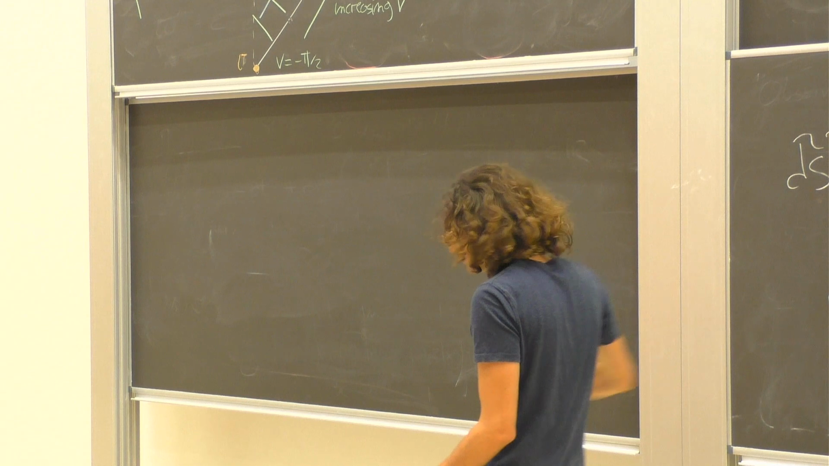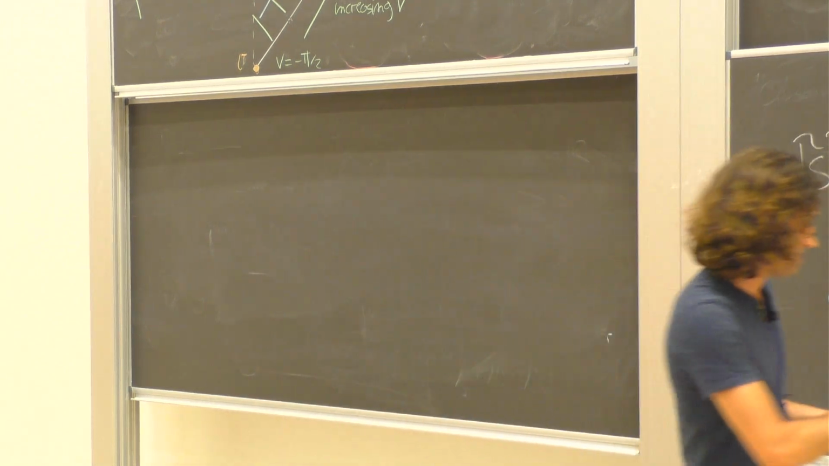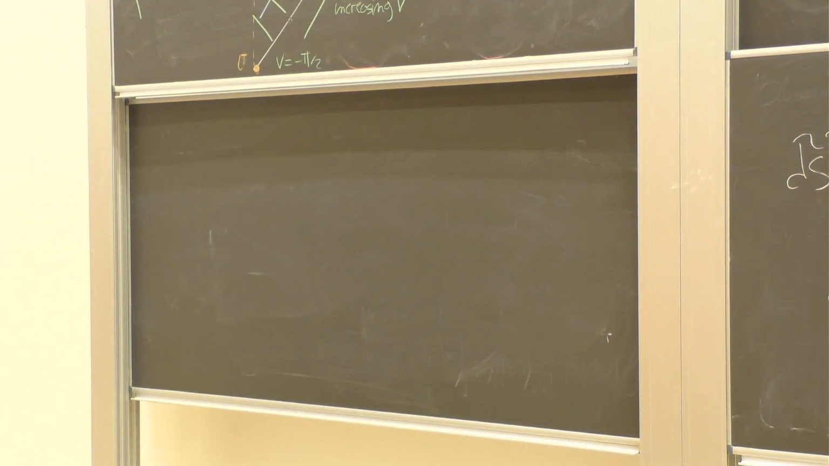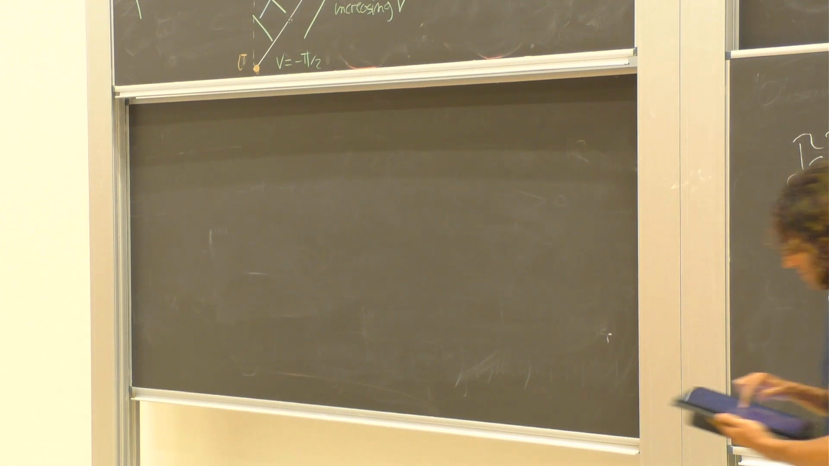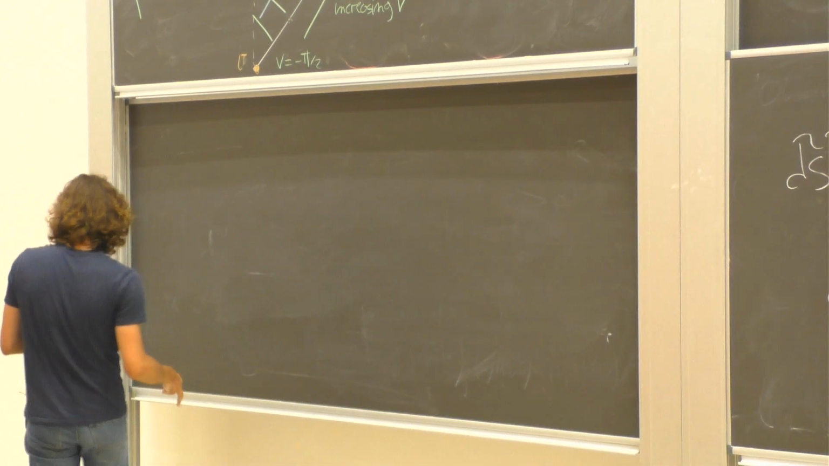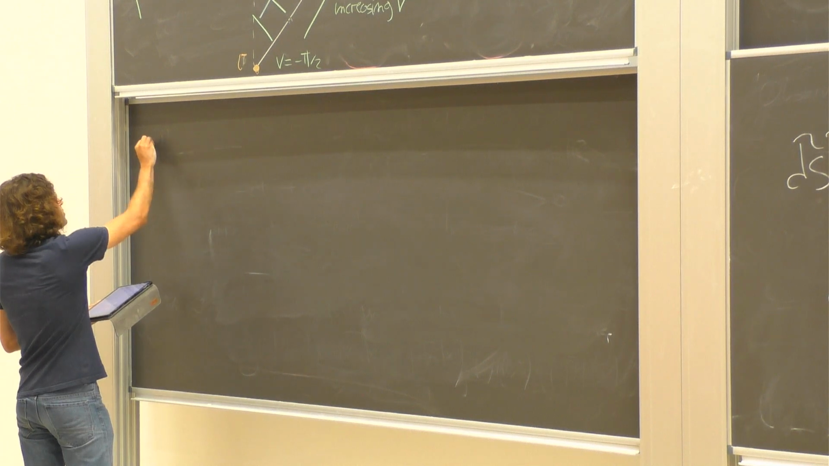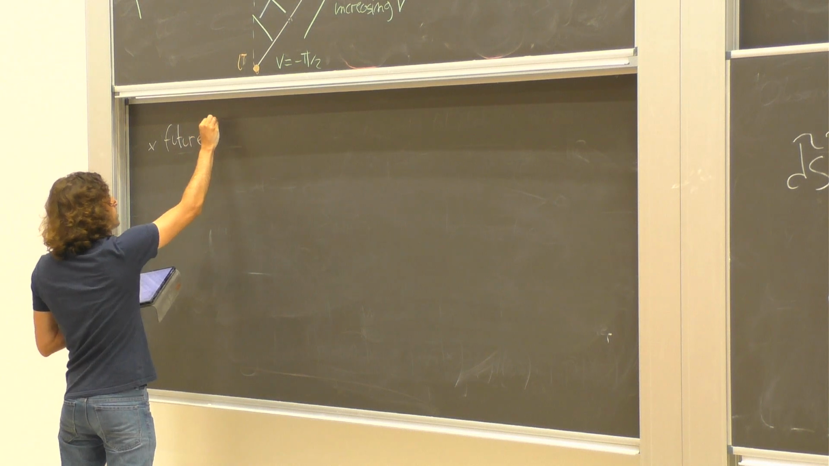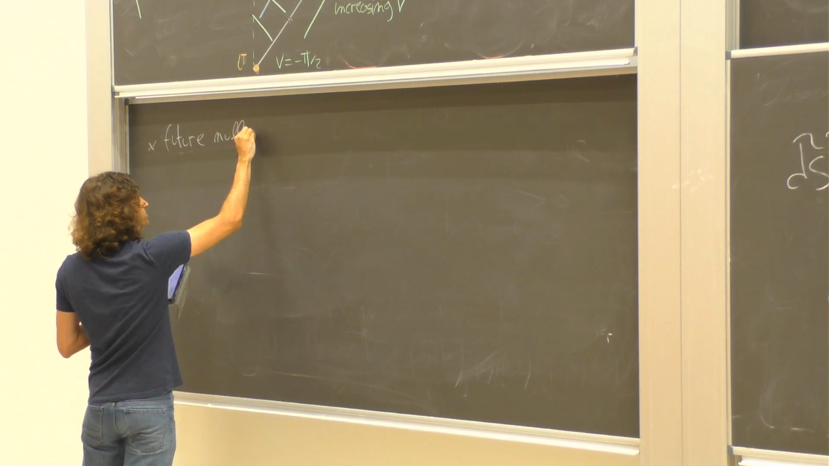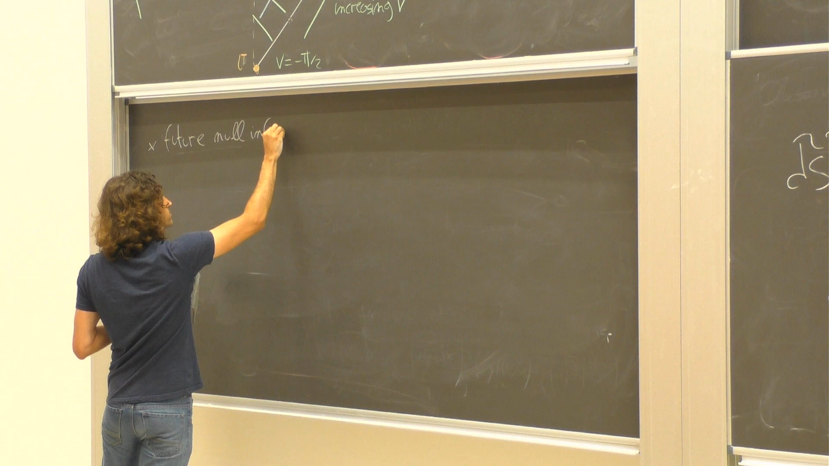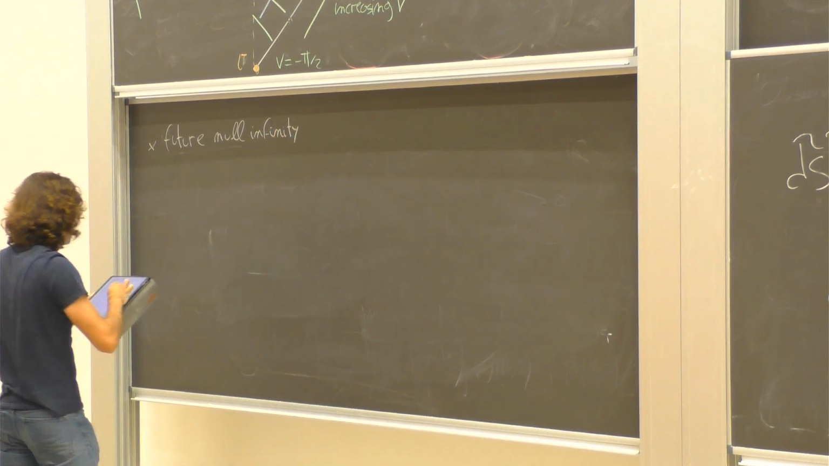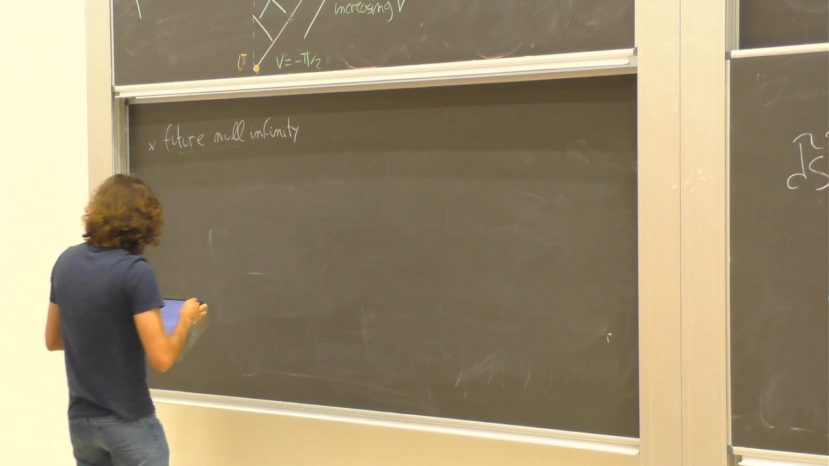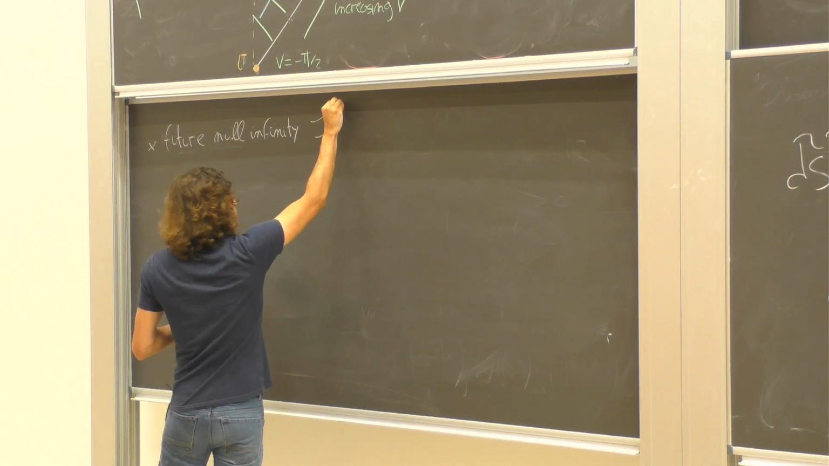The reason why I'm doing this is that then it's very explicit. We have coordinates, and at the end of the day, this is what we will be using. Okay. I was about to discuss scri, so let's discuss a bit of the geometry on scri. So, future null infinity, which I'm going to denote scri plus.